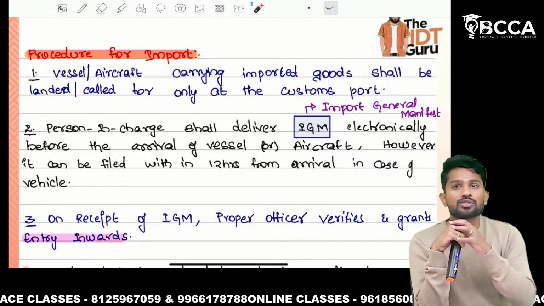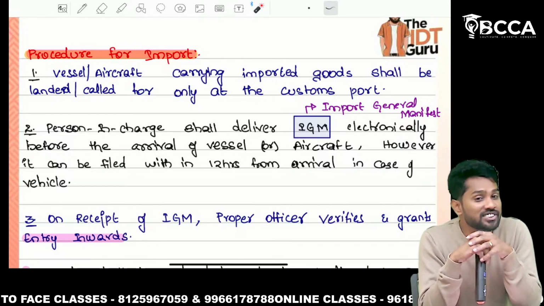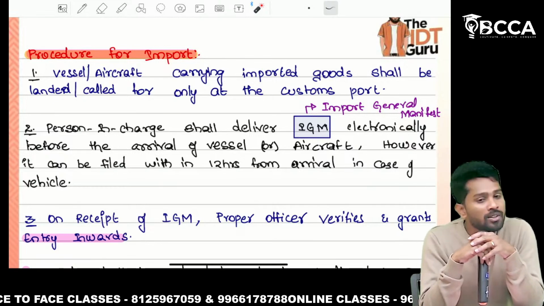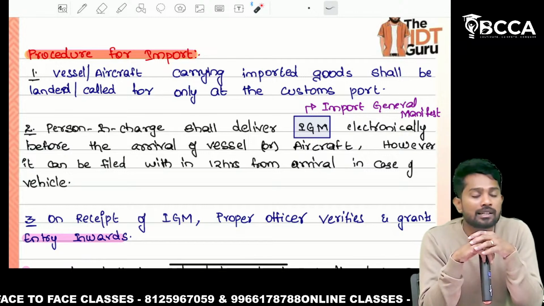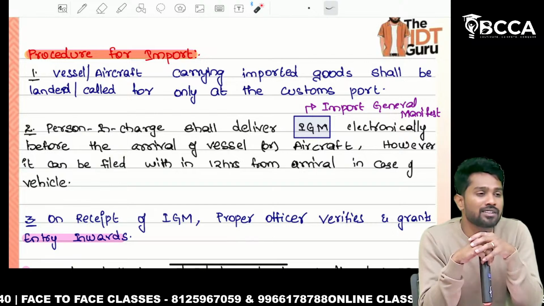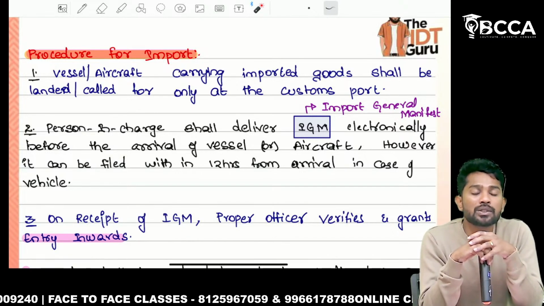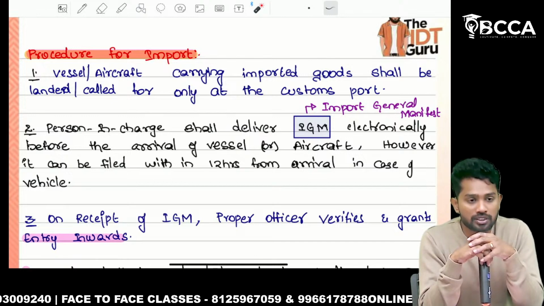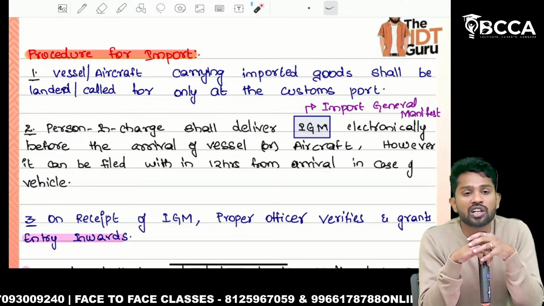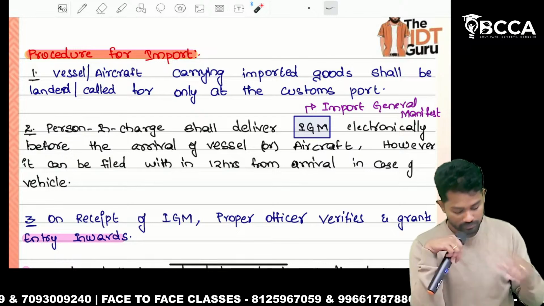Now, one student might ask, sir, what if there is an emergency situation? That time it is allowed. In any emergency situation, it can land or be called for at any place other than the customs port also. But then also, they need to immediately inform the customs officer. If the customs office is not nearby, they should at least inform the local police station.